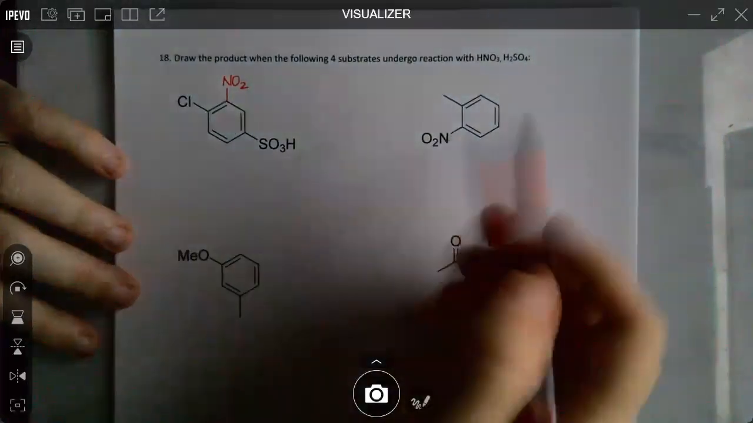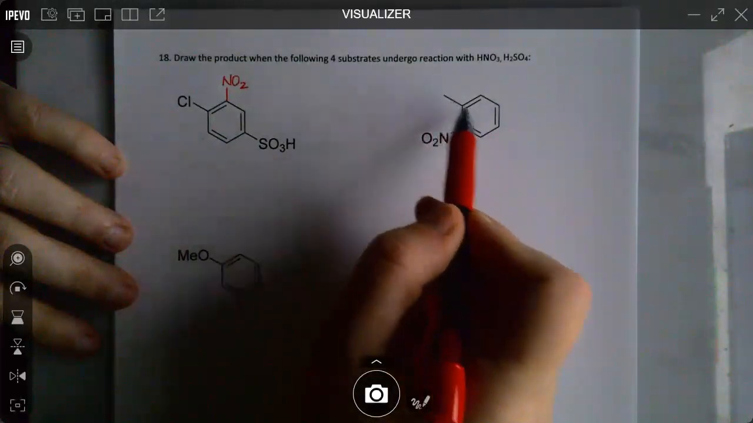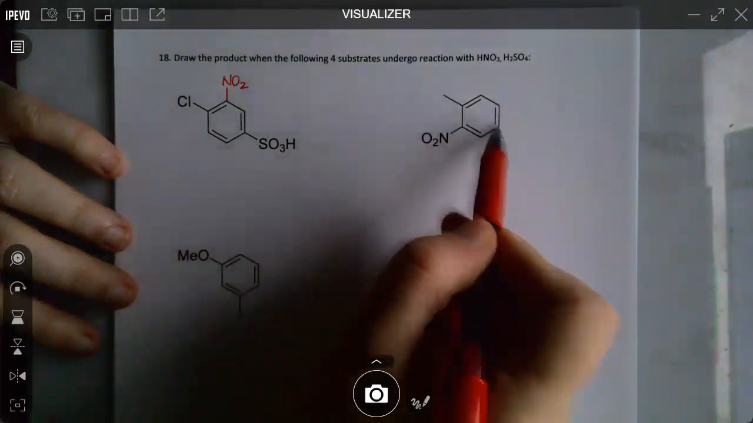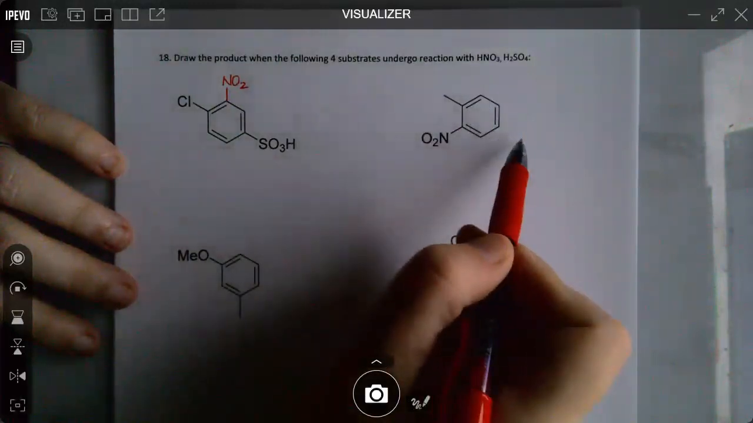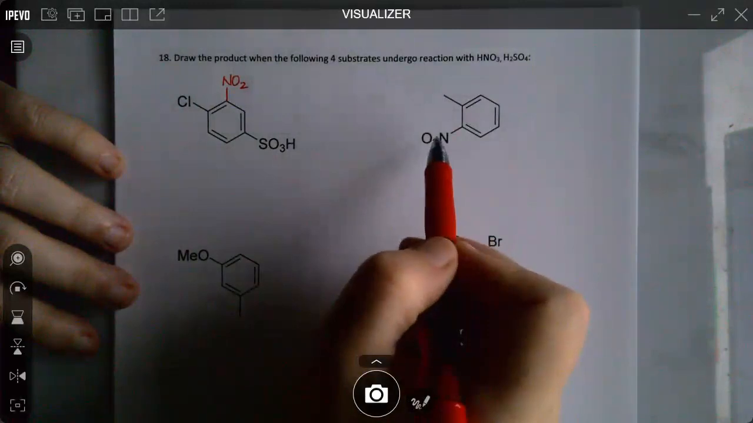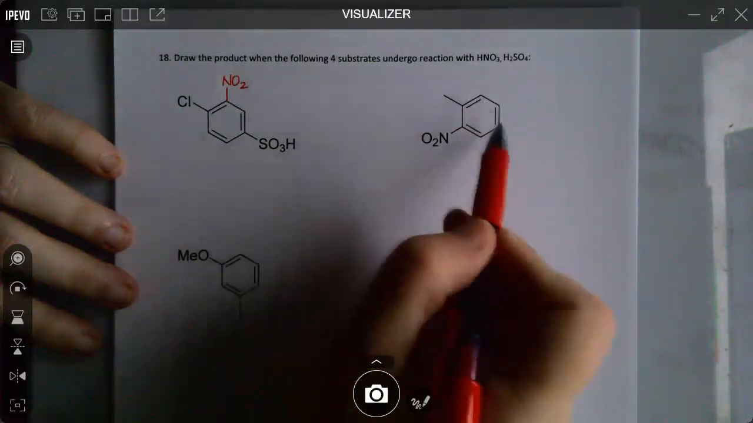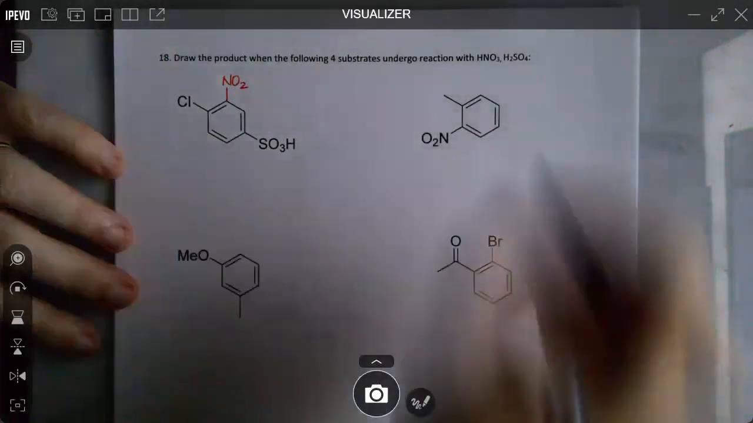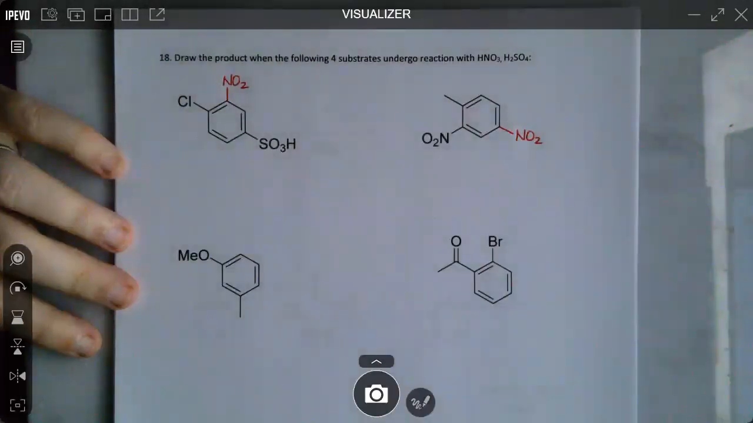Looking at this one, the methyl group is an ortho-para director. It's definitely going to direct para first because this is a much more sterically hindered position than this one. And the nitro group is a meta-director, so it's also directing to this position and this one. This one's much less sterically hindered, so we're going to put the nitro group there.